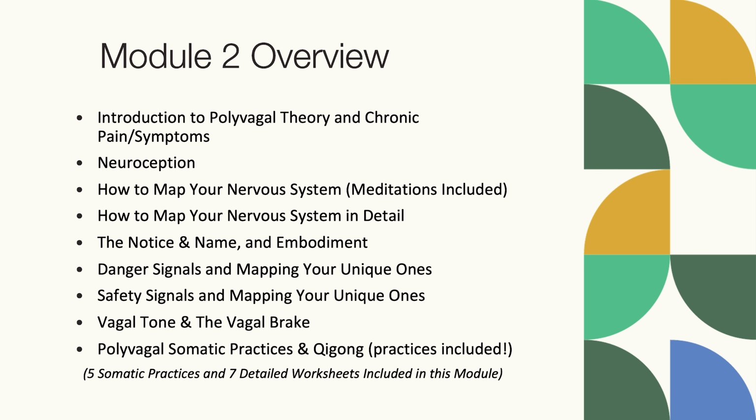Now, in Module 2, we have 5 somatic practices and 7 detailed worksheets. And so Module 2 really breaks down polyvagal theory. It's going to help you understand it in detail and really start to build a relationship with your nervous system, which we need to do to heal.